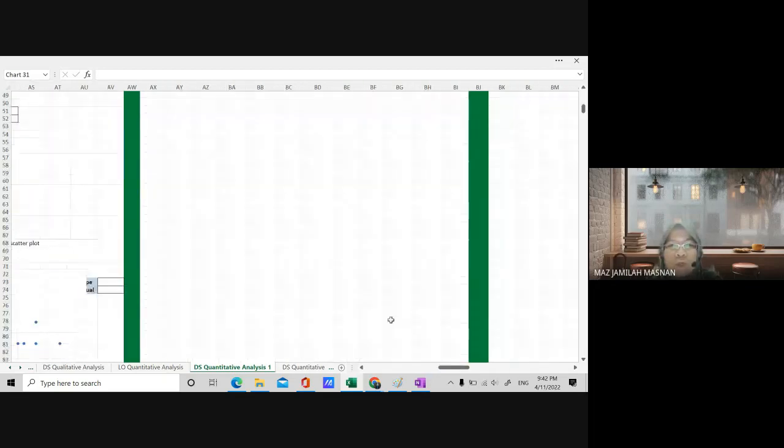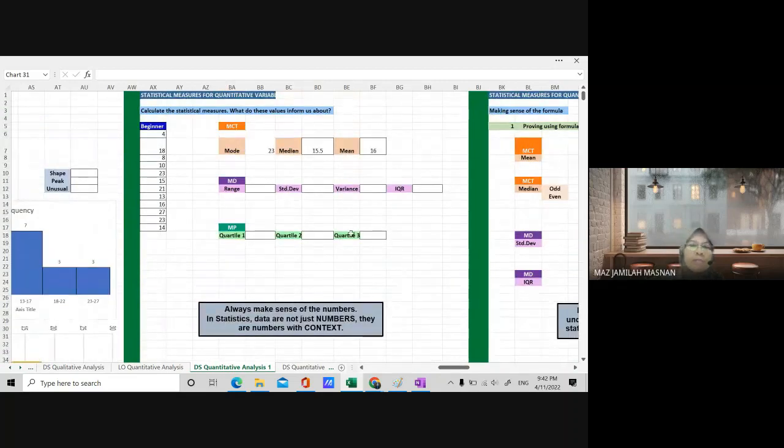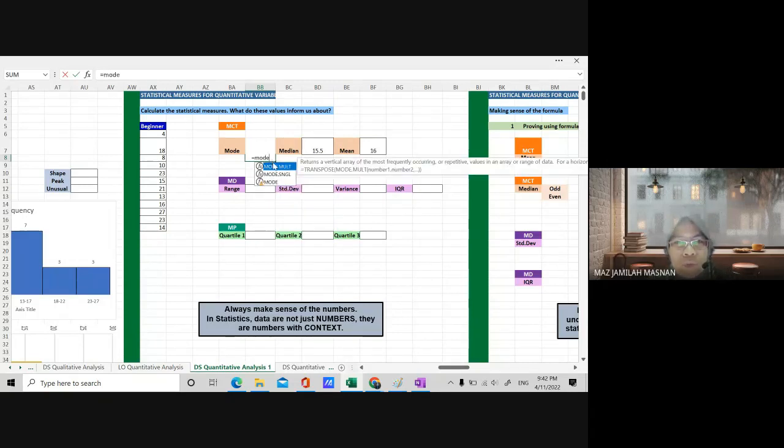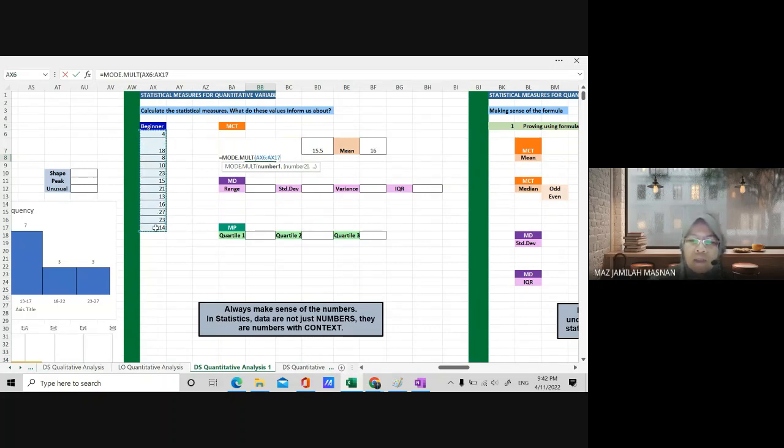Now let us move to our calculation of the mean, mode, and median. How can we use Excel to come up with the three measures of central tendency? If you look here, I'm calculating the mode. Click equal sign and then MODE. Choose MODE.MULT, double click, highlight the values, close the bracket and then enter. So it will give you the mode value.